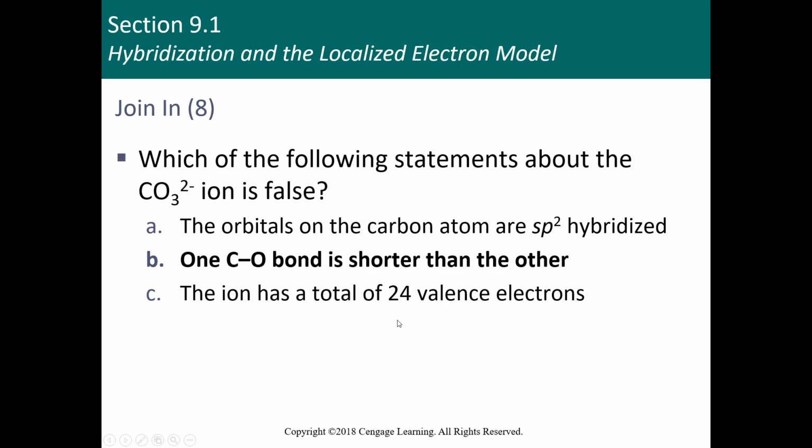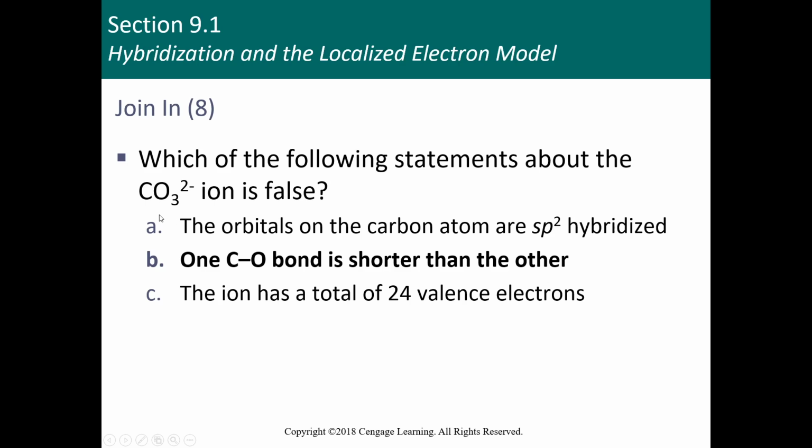The other way you could, of course, go about this is going through here and figuring out if these are correct. The orbitals on the carbon atom are sp2 hybridized. Well, there's 3 things going off this carbon atom. There's not going to be lone pairs on a carbon atom surrounded by oxygens, which have a much higher electronegativity. And that means that this only has 3 different directions. So the orbitals on the carbon atom are sp2 hybridized. Yes, they are.